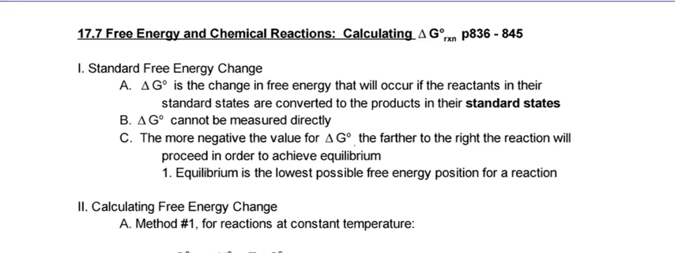Hey, AP Chemisters, this is Mrs. Vanderlei bringing you new Blankwalle 17.7. This is free energy and chemical reactions. Here we're going to be calculating the delta G of a reaction.